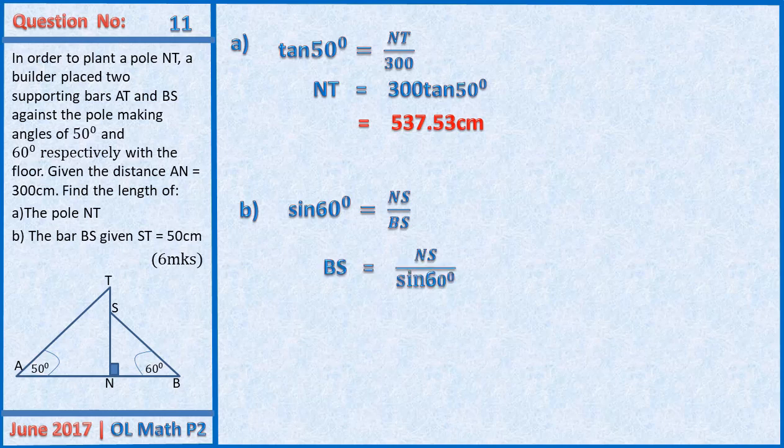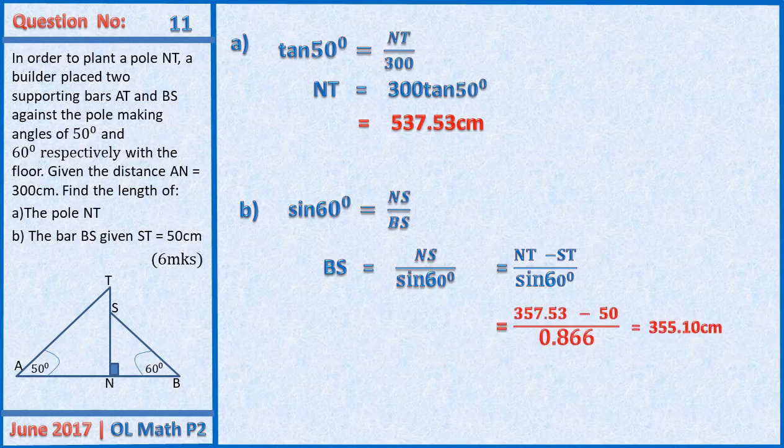This gives us BS is equal to NS over sine 60 degrees. But NS is the same as NT minus ST. And this gives us 537.53 minus 50, because we are being told in the question that ST is 50 centimeters. So when you simplify, you have 355.10 centimeters. This is also a 3-star question.